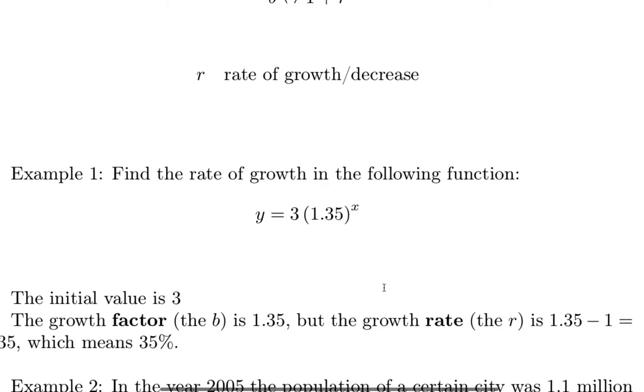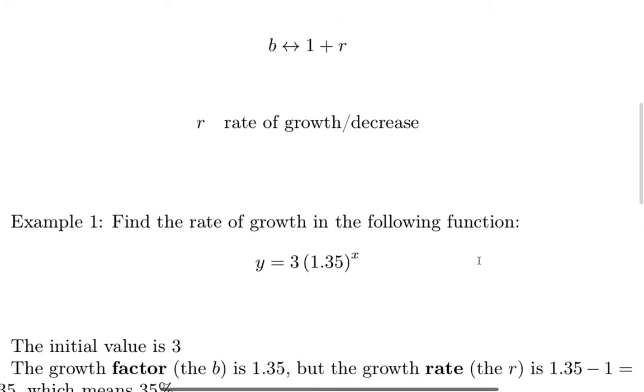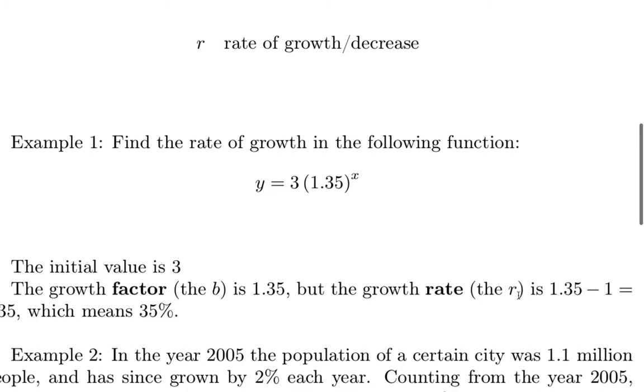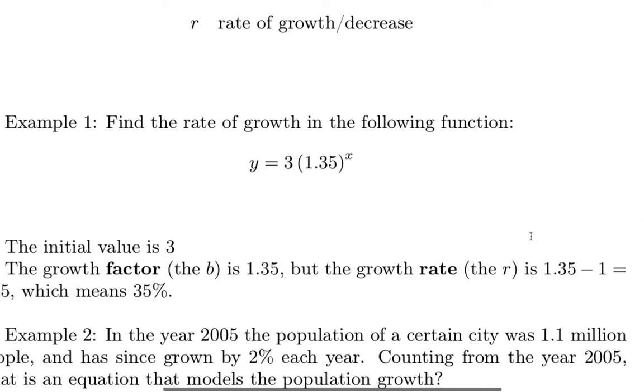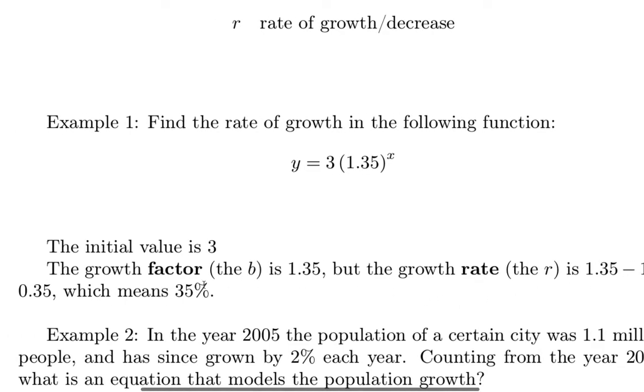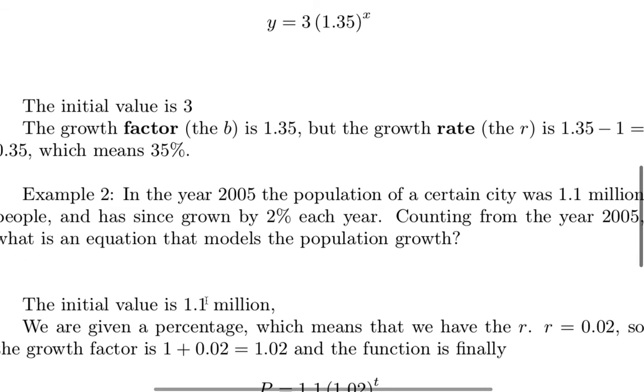But the growth rate, just the r, remember that the b is 1 plus r. The r is just going to be what is in excess of 1. So what is past the 1, in this case is 1.35 minus 1, the excess is 0.35. That's the r. The growth rate is 0.35, and usually we write it as a percentage. In this case it's going to be 35%. Okay, example number 2.